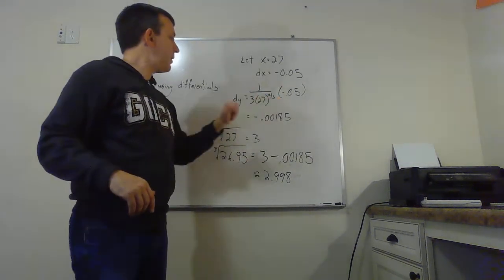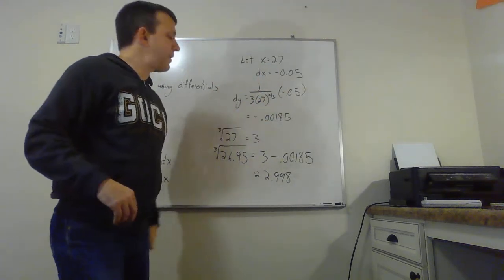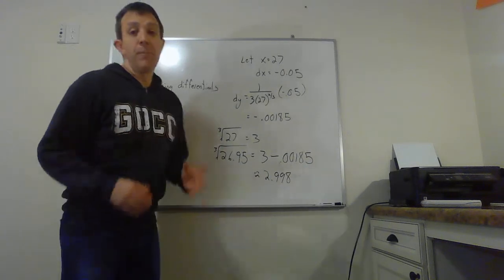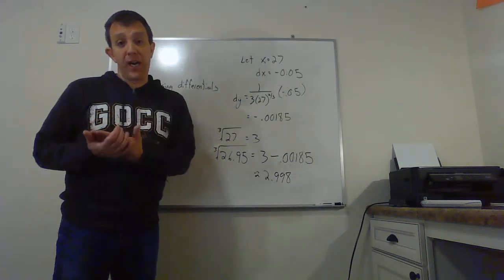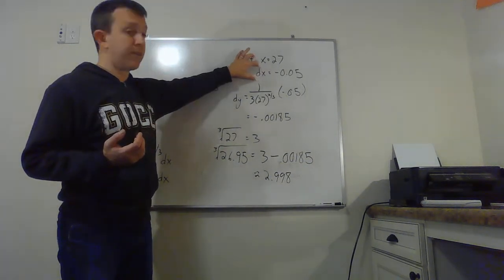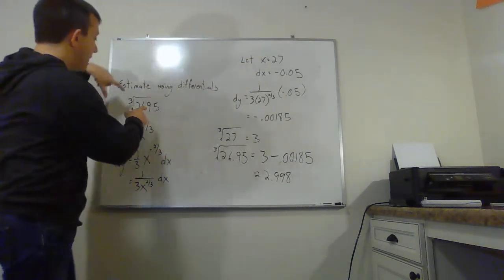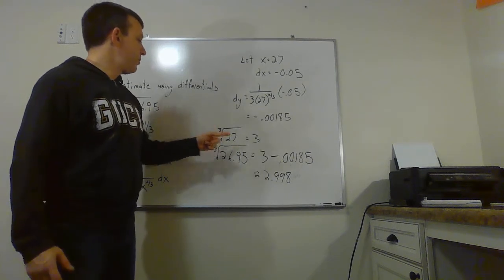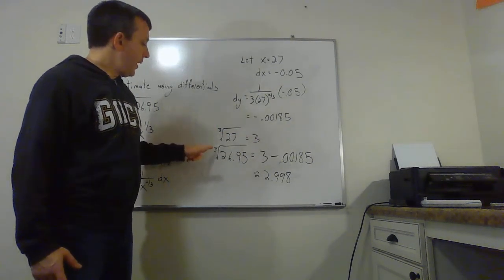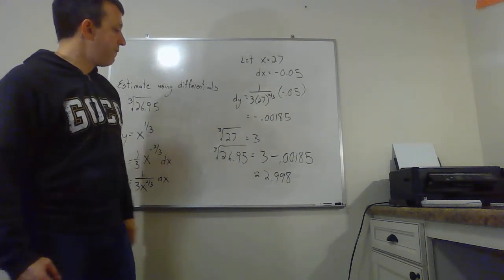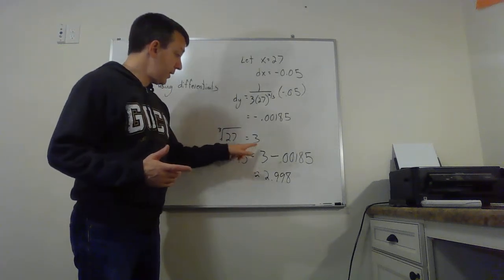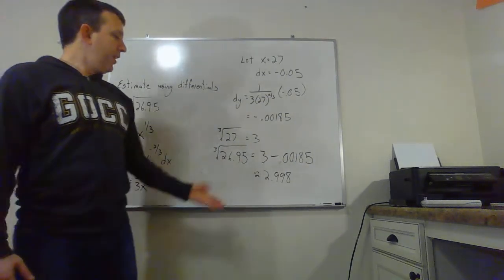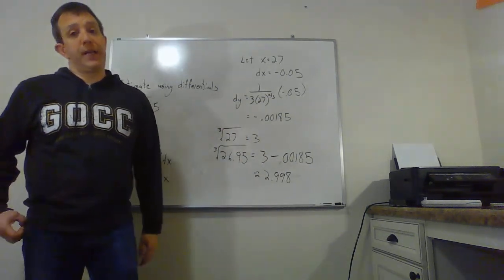I plug those in, and if you work that out, you get that the differential of y is negative 0.00185. But remember, this is the amount that y changes if we change x by this little tiny amount, which is what we need to get the cube root that we want. So I say, okay, the cube root of 27 is 3. That means that the cube root of 26.95 is about 3, and since it's negative, we'll have a minus 0.00185. It works out to be about 2.998.